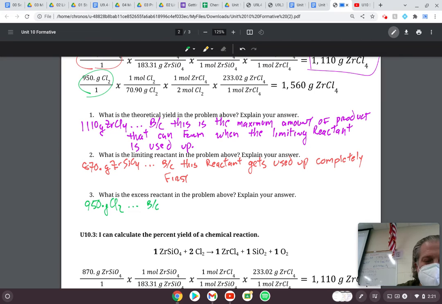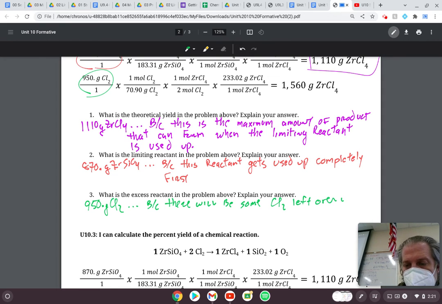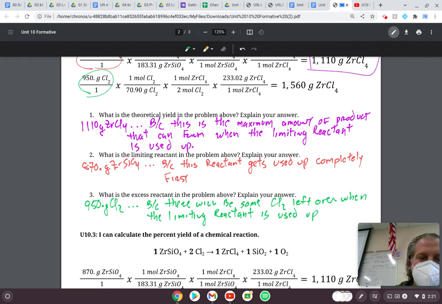And that'll be because there will be some chlorine left over when the limiting reactant is used up. So that's kind of what I'm looking for you to tell me tomorrow. Something to that effect, something in that vein.